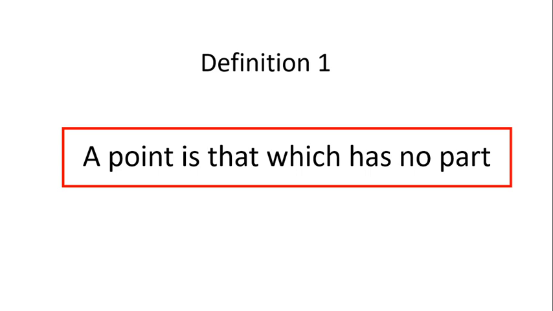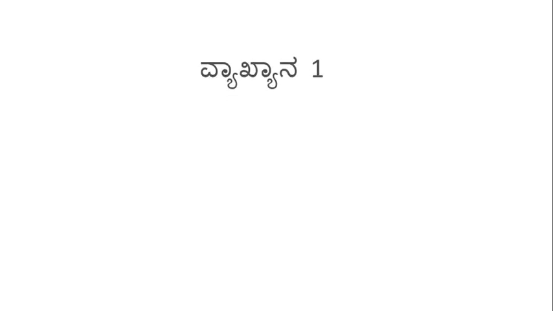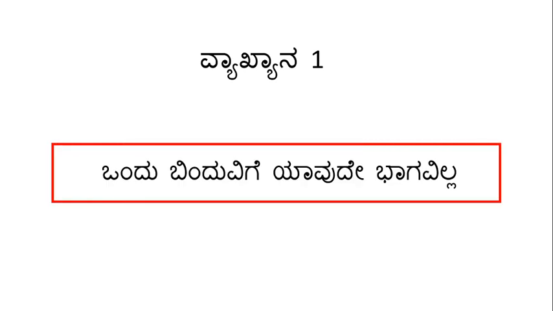So if you use a sharp pencil and keep a dot on the paper, it will have some amount of dimensions. So it is not at all a point. So it is just a representation of a point and not a point. So this is definition number 1. Okay. Now let's go to definition number 2.